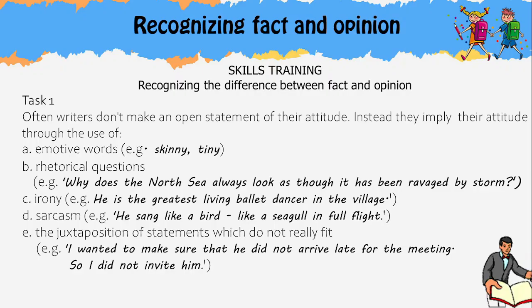Writers do not make an open statement of their attitude. Instead, they imply their attitude through the use of figurative language. So the writers sometimes do not explain their attitude, their thinking, their feeling explicitly. They express their attitude, their thinking, or their opinion through figurative language or figurative words.